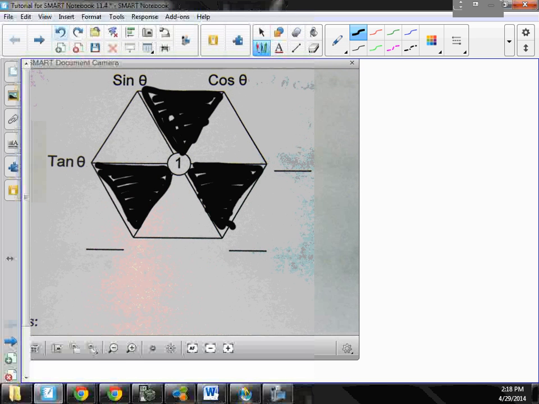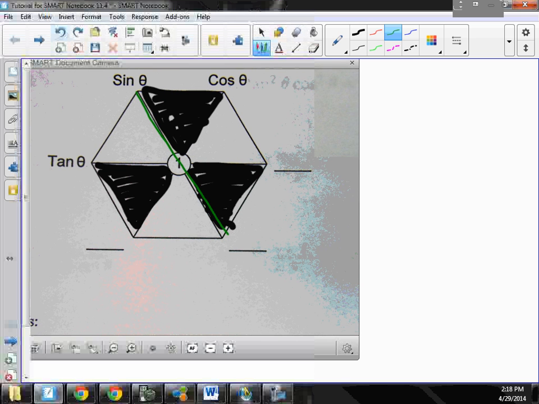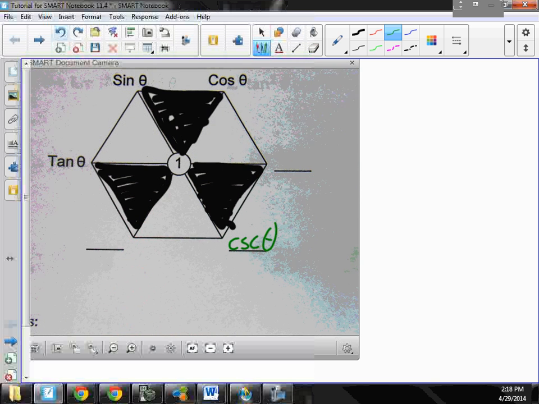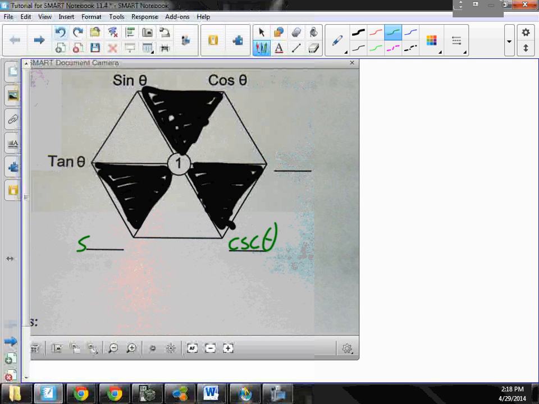We want to start off by putting the reciprocal identities on the diagonals. So you have sine of theta, and the reciprocal of sine is going to be straight down the diagonal. So what is the reciprocal of sine? Cosecant. So this is cosecant of theta. What is the reciprocal of cosine? The secant of theta. Sorry, I'm getting ahead of myself. What about the reciprocal of tangent? Cotangent of theta.